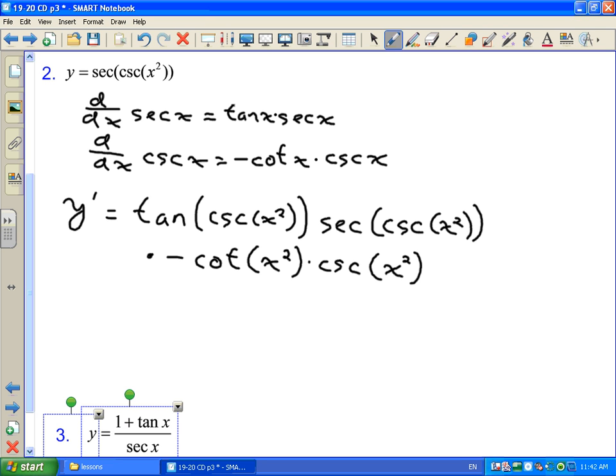Then we have to multiply this by the derivative of what's inside here, which is our x squared. So we multiply this whole thing by the derivative of x squared, which is 2x. Okay? So the function that we get is ugly when we get to the end, but again, once you've got these rules down, you're just applying that chain rule, step after step after step. Okay?